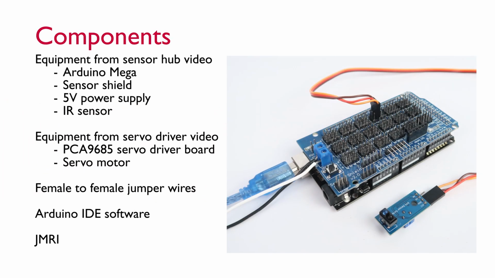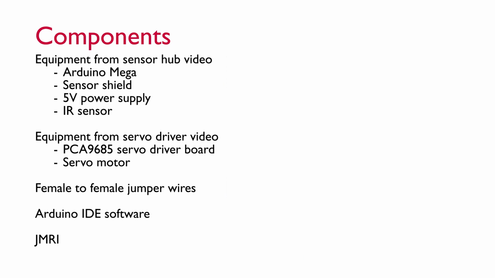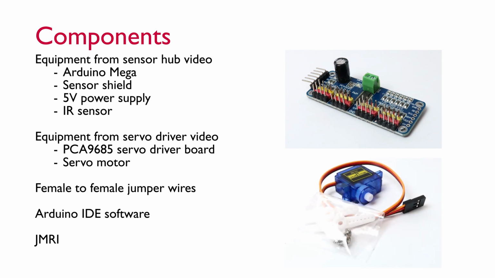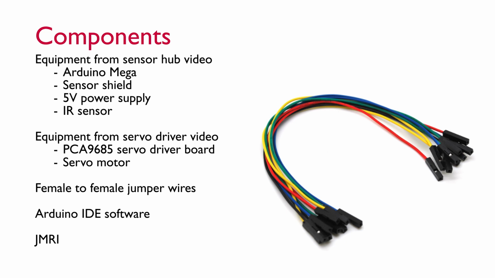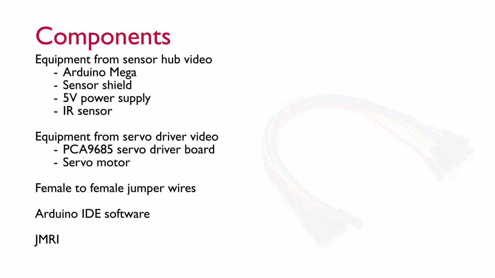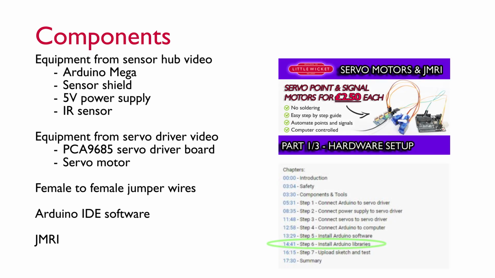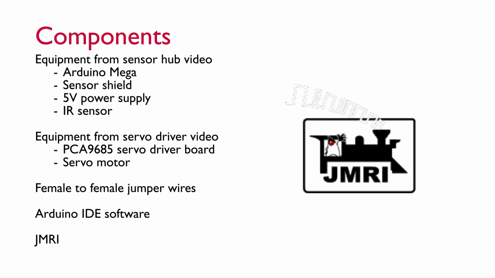You'll need all the stuff from the sensor hub video, which includes the Arduino Mega, the sensor shield for the Mega, a 5-volt power supply and an infrared sensor to test the system with. Then from the servo driver video, you'll need a PCA9685 servo driver board and a servo to test the system with. Then you're going to need some female-to-female jumper wires to connect the pins on the PCA9685 to the pins on the sensor shield. You'll need to have the Arduino IDE software installed and have downloaded all the extra libraries that were installed in step 6 of the servo driver video. Go do that now if you haven't, because we won't go through it again in this video, and your sketch won't work without them. Finally, you'll need to have installed JMRI.